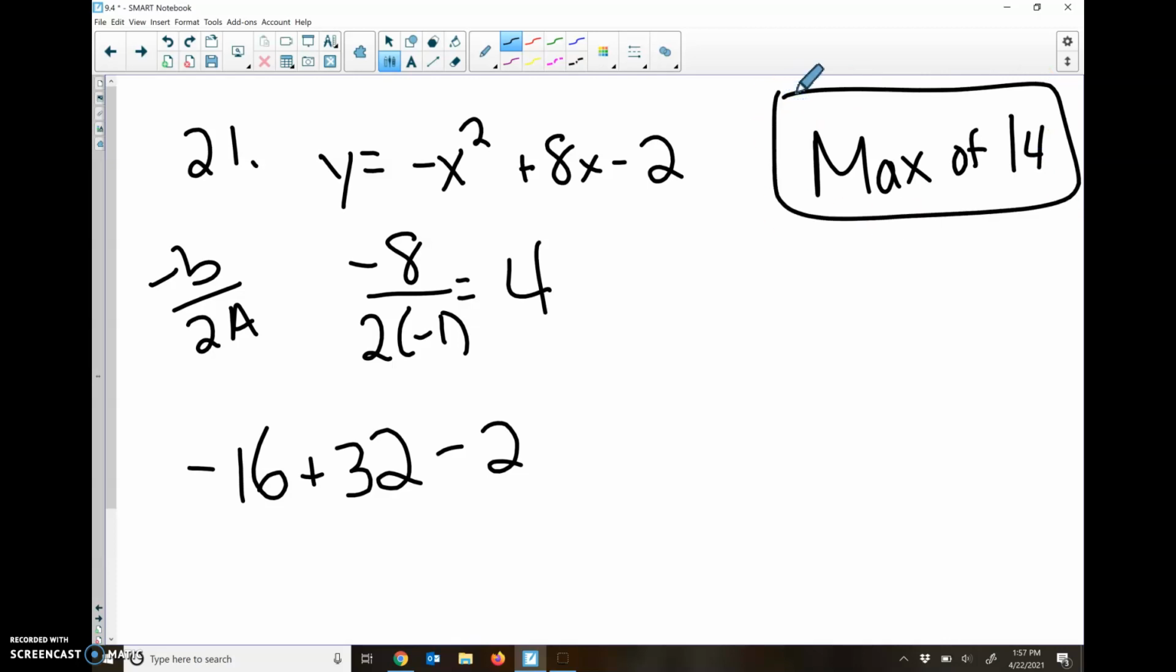Or again, if all else fails, you can go ahead and plug that into Desmos, and Desmos will give you the graph. And then you just got to go to the bottom and figure out the minimum, or go to the top and figure out the maximum.